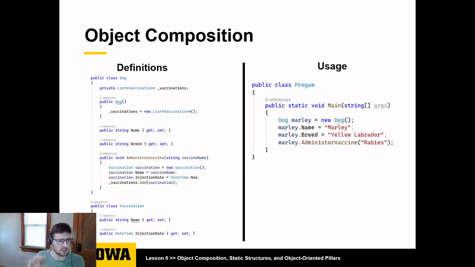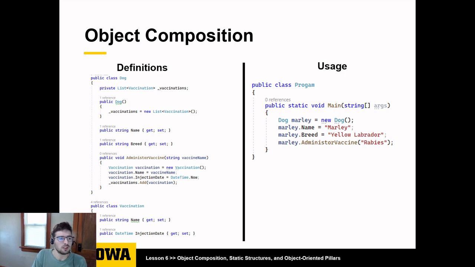This is also on the simple end, kind of an example that's getting at it in a little bit different way. So here we have a private field called vaccinations on our dog class. It's of type list of vaccination, and we initialize a list in the constructor. And here you can see we have this administer vaccine method in the dog class, and that takes in the name of the vaccine we're about to administer.